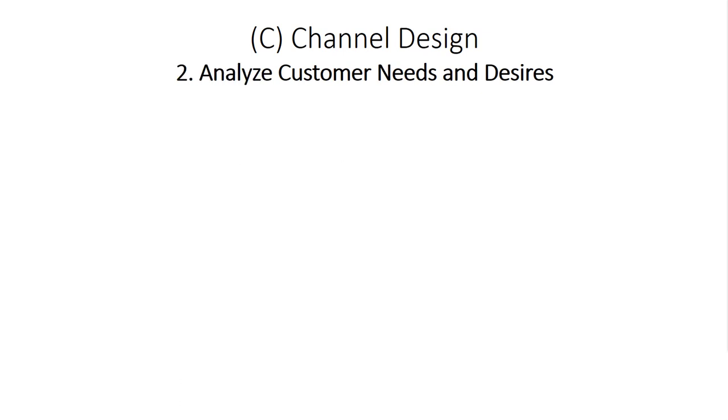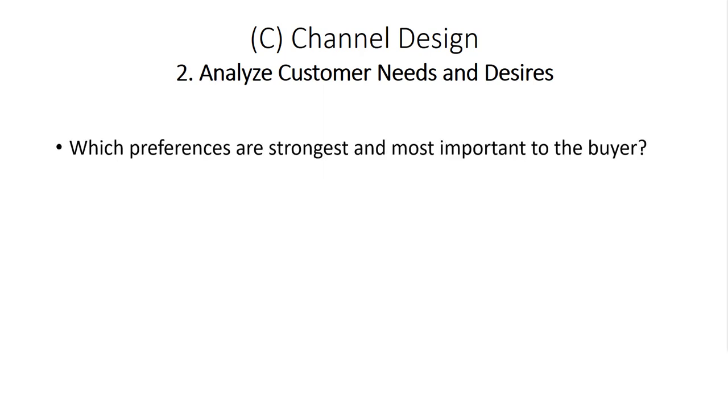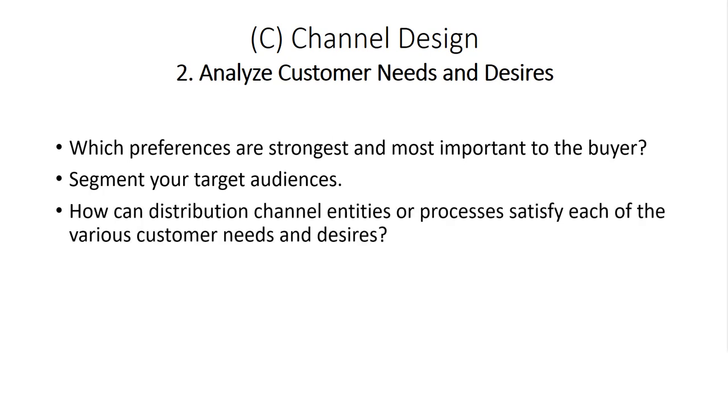The next step is to analyze all the data that you've collected from your customers. Determine which of the various preferences are the strongest and most important to your target audience. And also, now's the time to segment the market based on those preferences if you feel that each of those segments might use a different type of distribution channel. Now, with each analysis, always consider how the distribution channel may play a role in satisfying each of these desires or needs of the customers, of the end users.